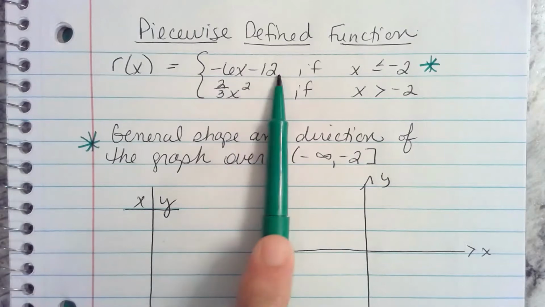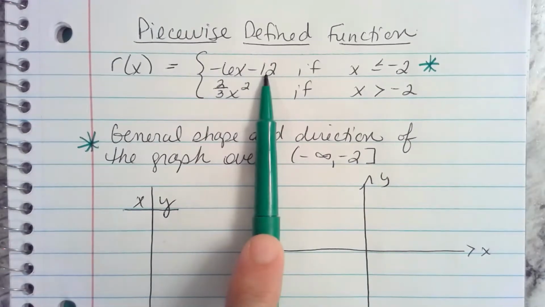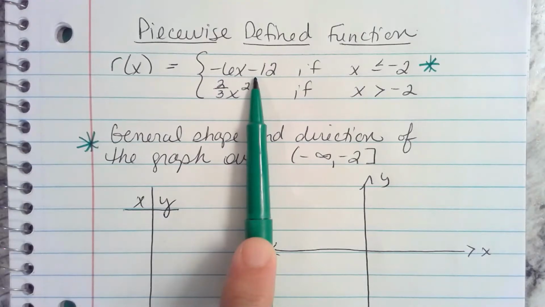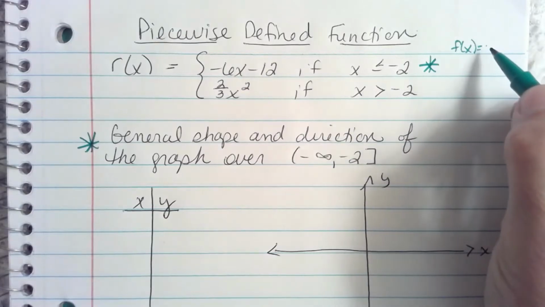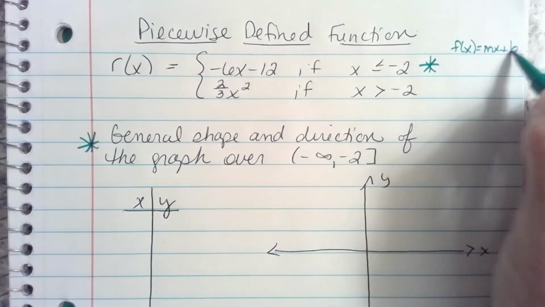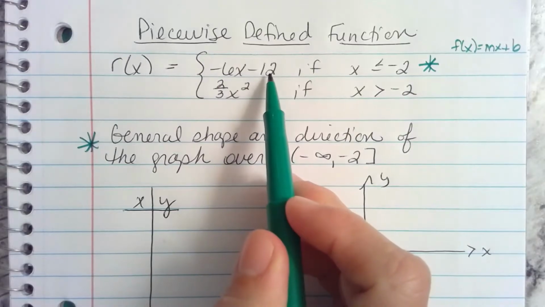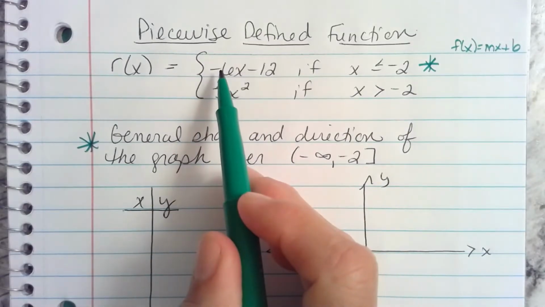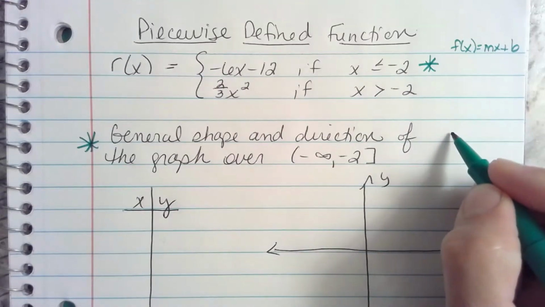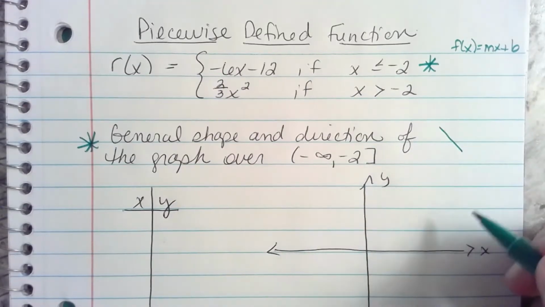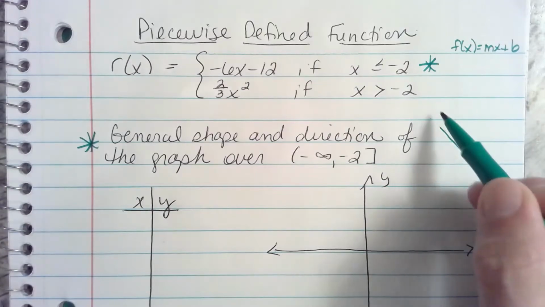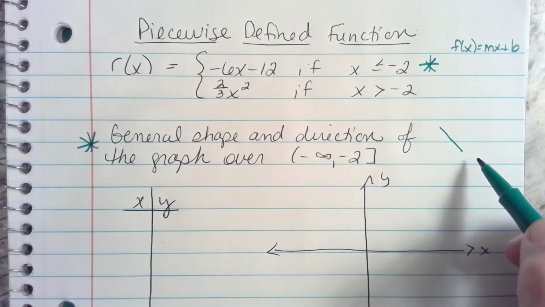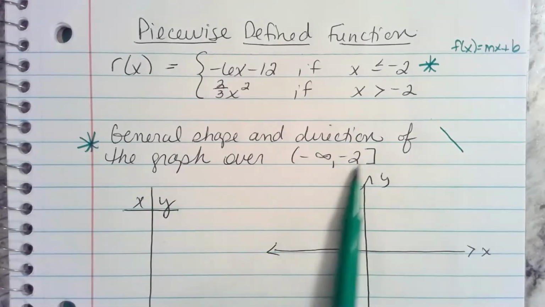Well, if you look at this, it is a linear function. This is the equation of a line. Remember, f of x is equal to mx plus b. This is your slope and this is your y-intercept. And since the slope is negative, it's going to be falling from left to right. So it's going to be going this way. So the general shape is a line, a straight line, and the direction is decreasing, or falling, from left to right. So that's how you would answer this part of the question.